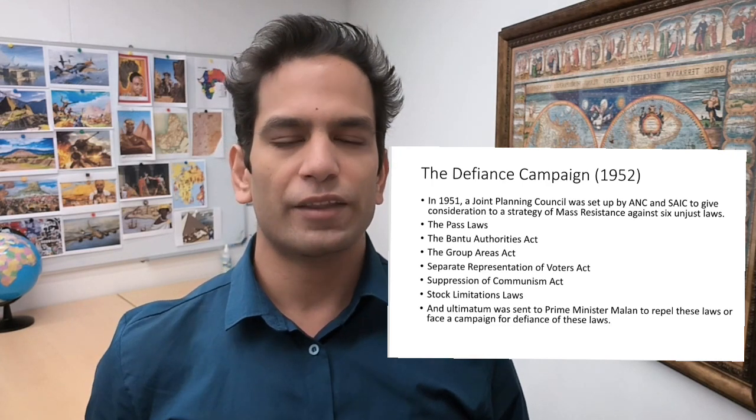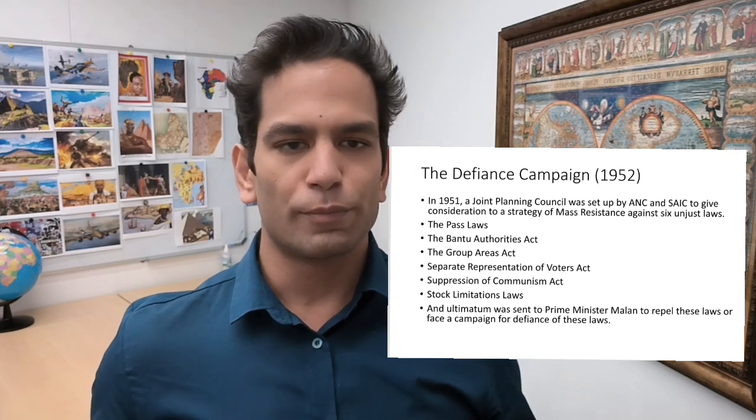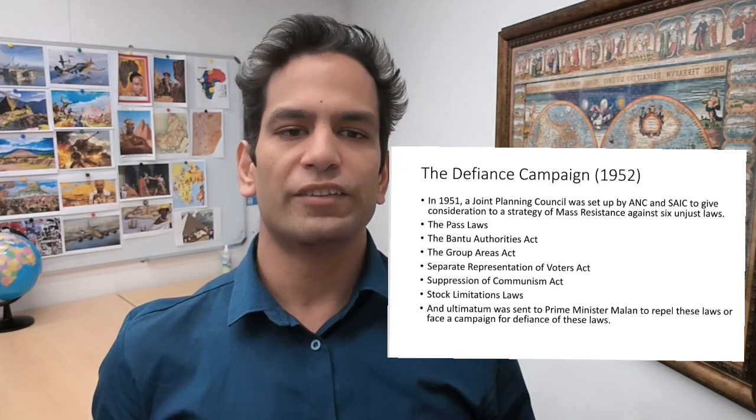In this campaign, they issued an ultimatum to the South African state, to D.F. Malan, to say you repeal these six unjust laws or else be met by a campaign of defiance against them. Now, they obviously expected the state not to repeal the laws, but they were prepared for a defiance campaign. But even before the Defiance Campaign would begin on the 26th of June 1952, there were already, on the 6th of April, mass rallies throughout the country.